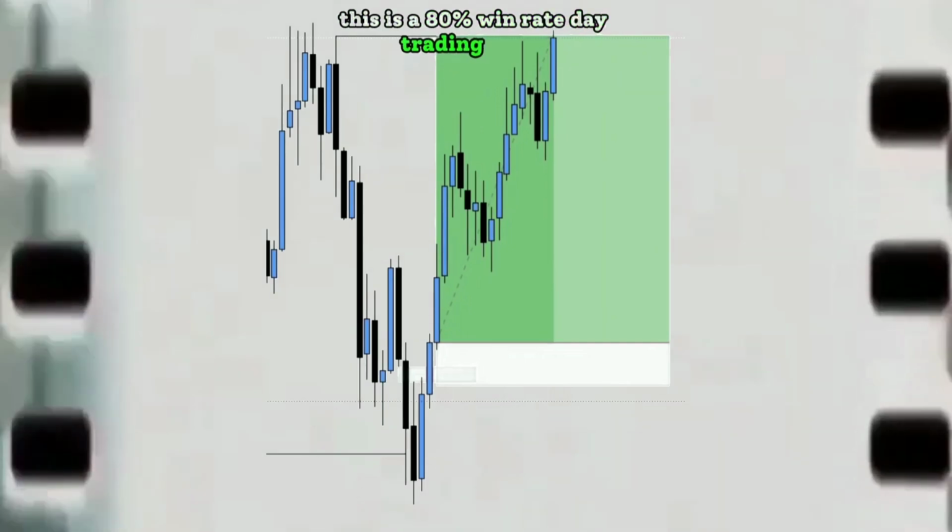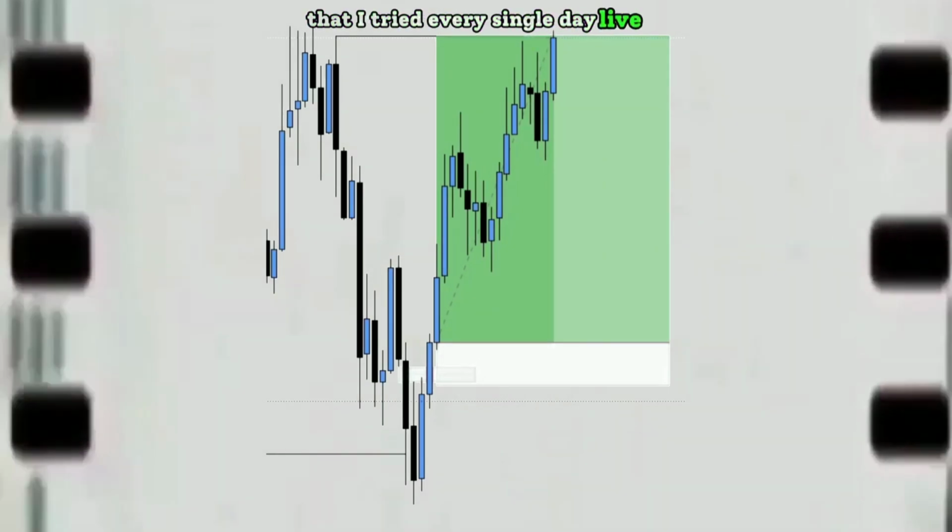As you can see, this is an 80% win rate day trading model that I trade every single day live in my Discord.